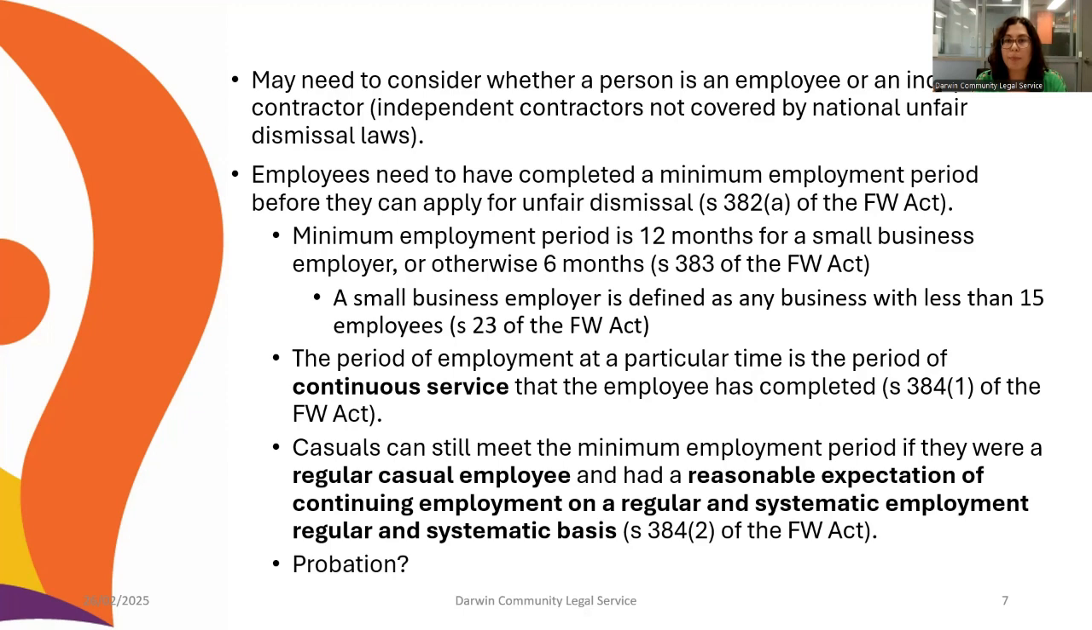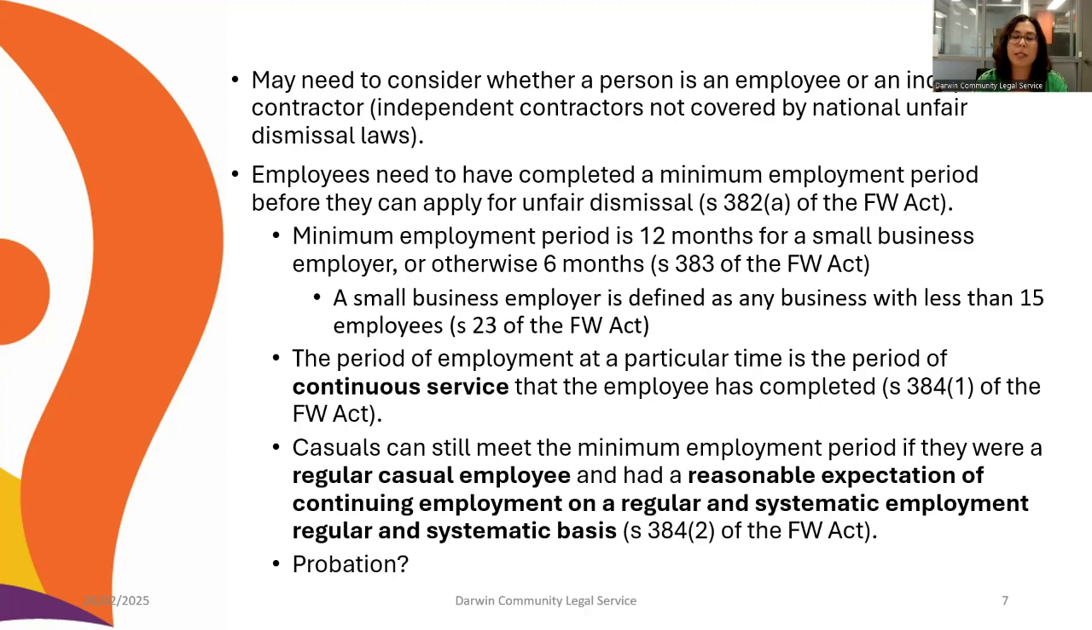Whether or not a business is a small business depends on whether they've got less than 15 employees. That's just a straight head count, and it includes casuals. And the relevant point in time to make that assessment is at the point where the person was dismissed.